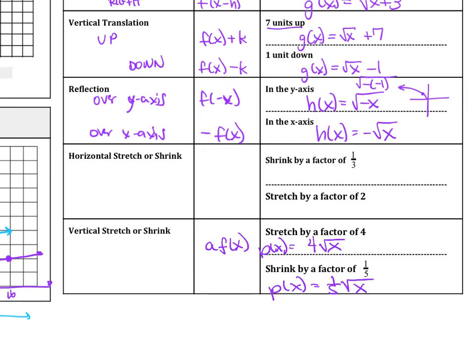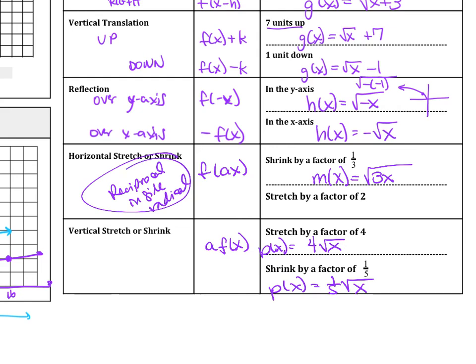Now let's talk about a horizontal stretch or shrink. So f of a times x. So we're going to multiply inside, shrinking by a factor of 3, 1/3. It's always the reciprocal. So just to kind of talk about this, m of x, we're going to multiply by 3 of the x in the inside. So reciprocal inside the radical. Okay, so that's how you do horizontal stretches or shrinks.